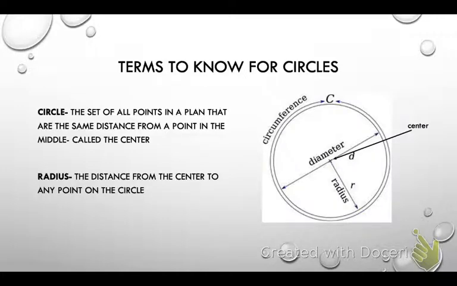And the radius is the distance from the center to any point on the circle. And diameter is the distance across the circle through the center. Make sure you understand that it's through the center. If you need to pause the video, pause the video.